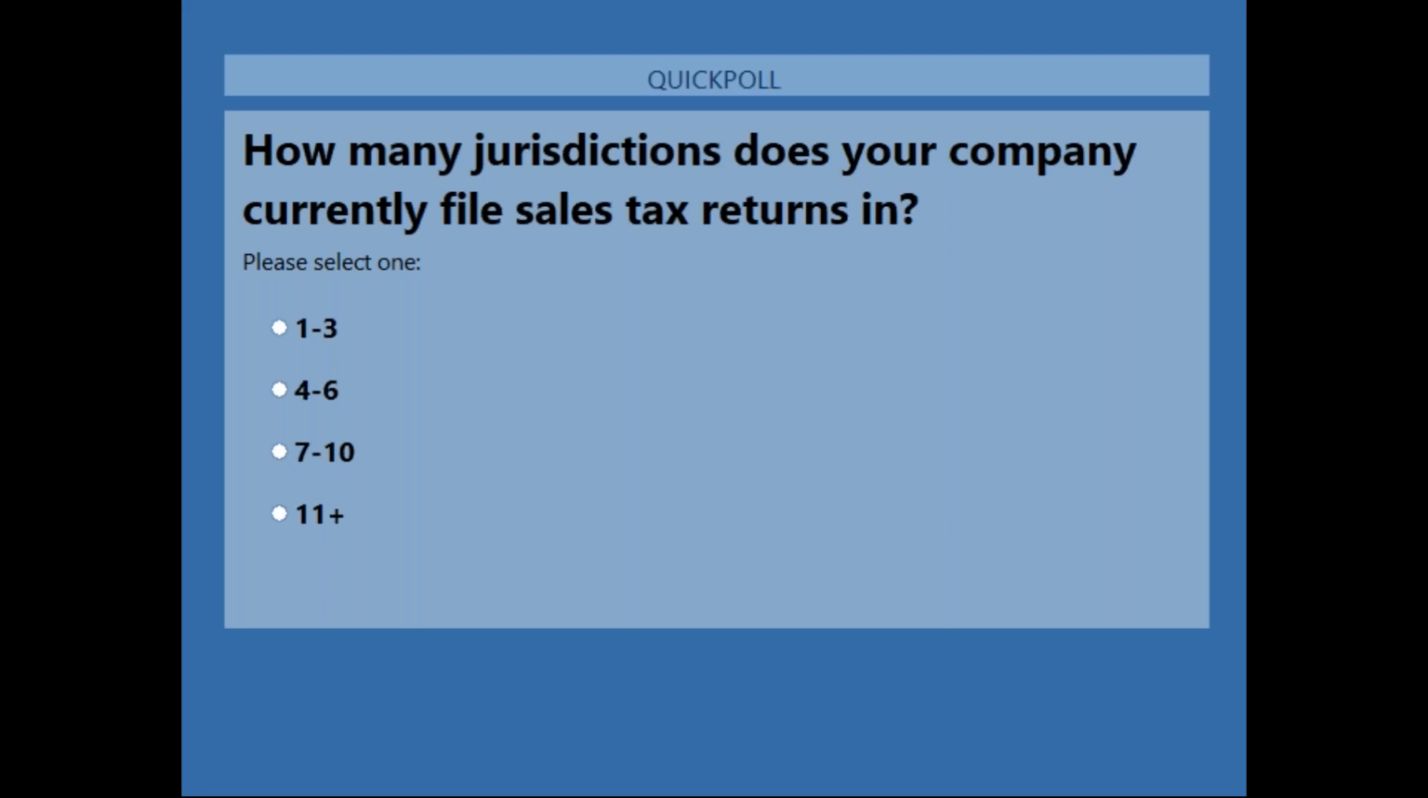So these are some of the types of nexus that states have attempted to impose to require collection of tax. We have affiliate agency nexus, click-through nexus, cookie nexus, marketplace nexus, and use tax notice and reporting requirements. So we'll talk about each one of these in more detail.